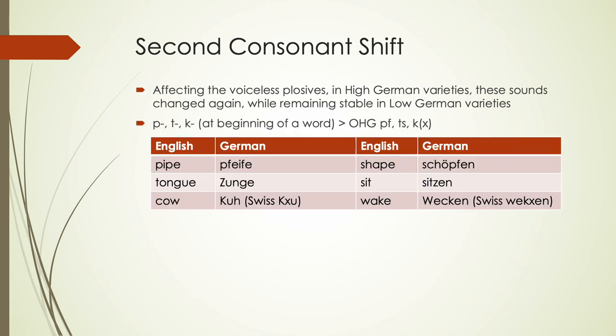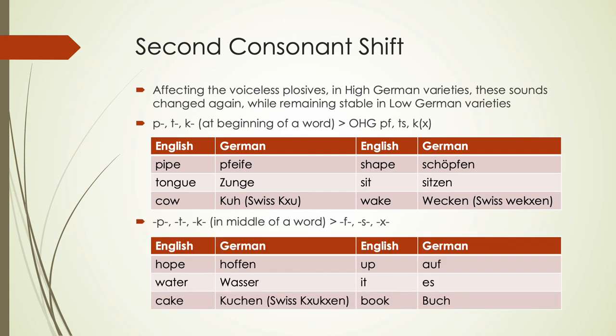And so this is where we get some changes that you notice between English and German, for instance. When you have p, t, or k typically at the beginning of a word, Old High German would have had instead an affricate that forms. So p becomes pf, t becomes ts, and k becomes kx. And so things like the word pipe in English becomes pfeife. You get the pf at the beginning, but you notice that that f is changing separately in the middle of the word based on the fact that it's not at the beginning of the word.